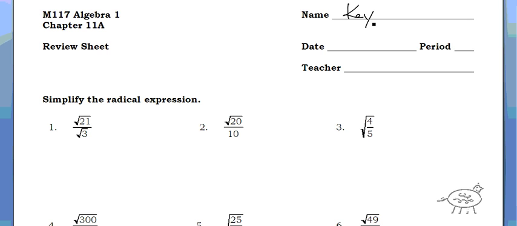All right, so simplify the radical expression. So remember, guys, when you're doing fractions, if you can write it as one square root and then simplify it, do that, and I can. So square root of 21 over 3 is the same thing as square root of 7.